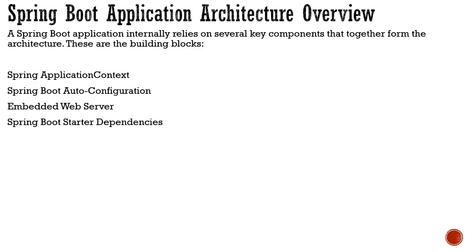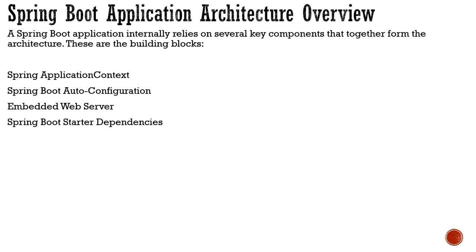Now, overall, let's understand what the architecture is. Spring Boot as an application, right? Internally, it relies on several other components, right? It depends on different components, and all together they form its architecture. Now, if you look at it, these are the internal components. One is the Spring application context, right? If you have been working with the Spring framework, you must have heard of the application context, right? So one of them is the Spring application context.